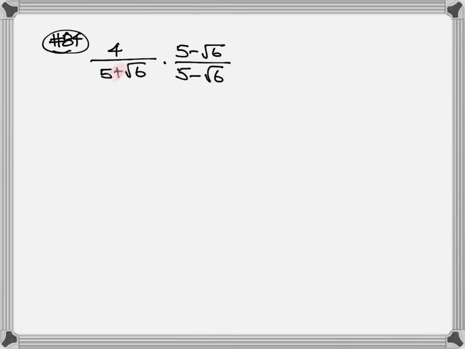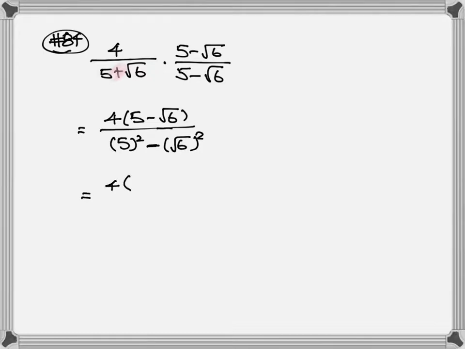Now for the numerator, just keep the 4 times 5 minus square root of 6. Let me write this a little bit clear so it will be easier to see. 5 minus square root of 6. For denominator, it's very easy. Square the first number, you square the last number. The middle sign must be minus. So keep the 4 times parenthesis of 5 minus square root of 6.